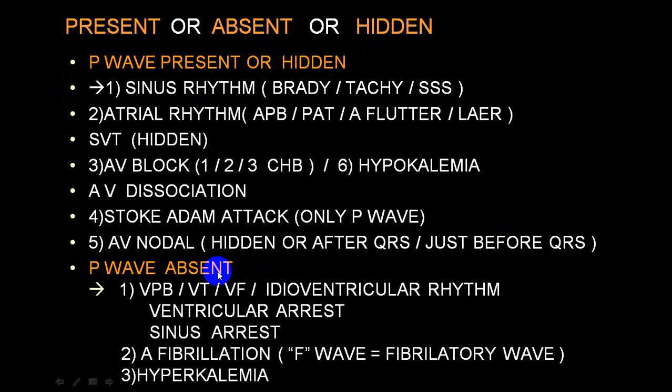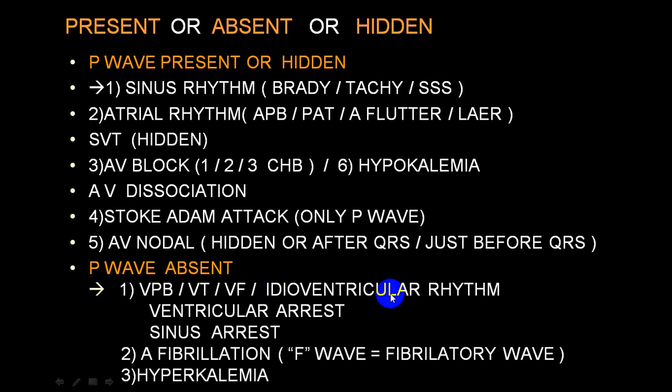Well, P wave is always absent in ventricular premature beat, because there is no P wave before a ventricular premature beat, in ventricular tachycardia, and in ventricular fibrillation. In ventricular tachycardia, P waves are absent before the QRS complex. QRS complexes are broad and the rate is more than 100 per minute. In ventricular fibrillation, there is no P wave, no QRS complex, you cannot identify anything. So that we call ventricular fibrillation.